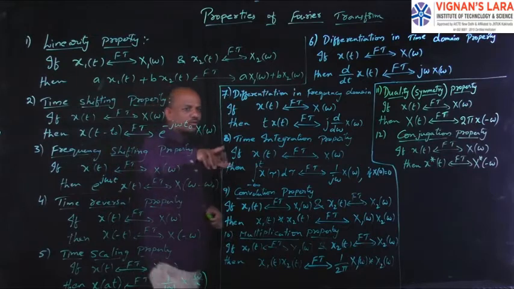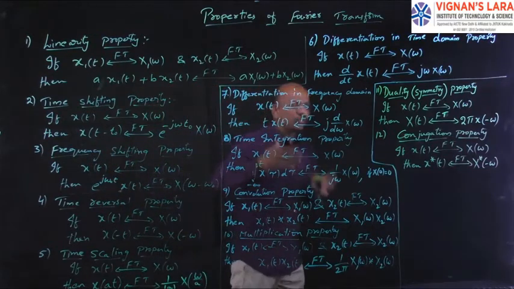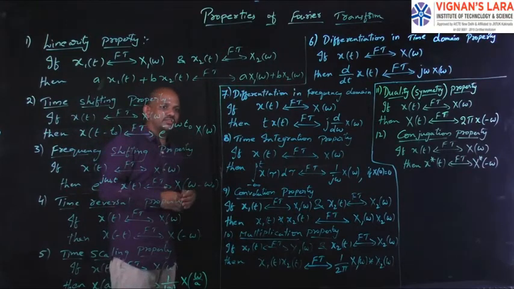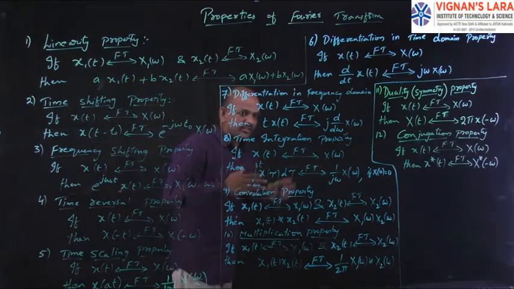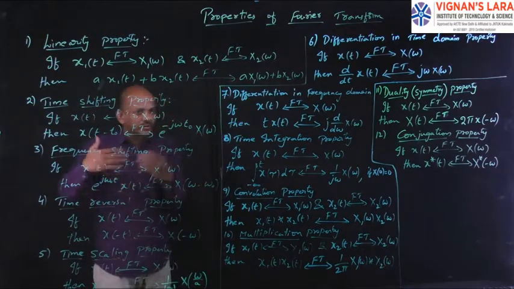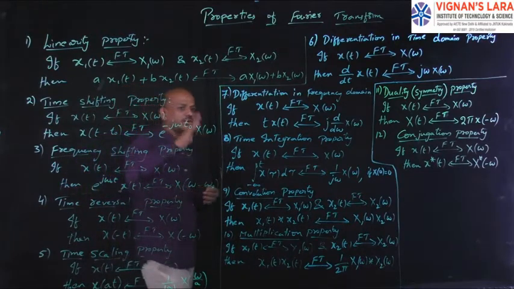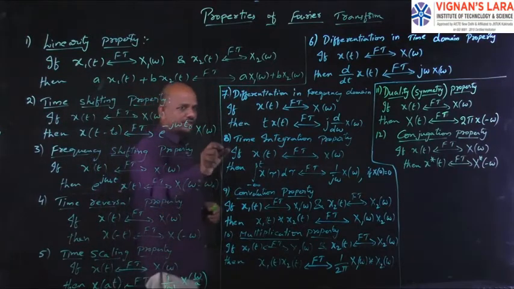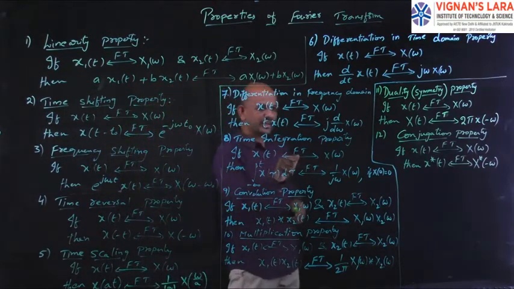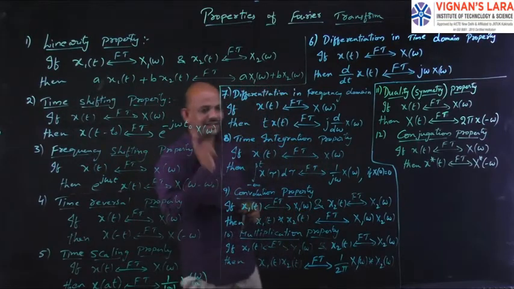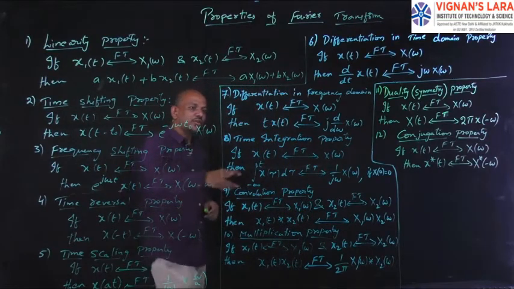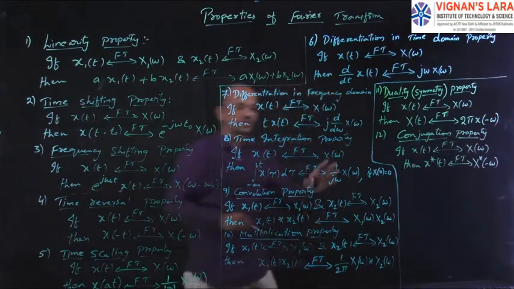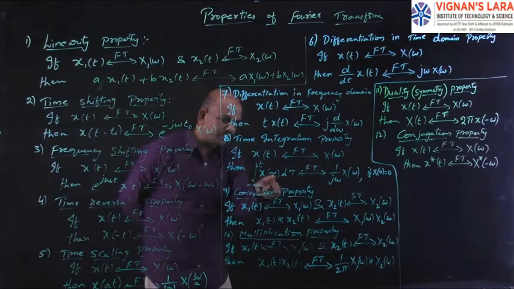Now I am going for the outlines of all these properties. In these properties I will explain the proofs for some properties, and you have to do the remaining properties as your work. So in time integration property, if x of t is having a Fourier transform x of omega, then integral minus infinity to t of x of tau d tau will have a Fourier transform 1 by j omega x of omega if x of 0 equal to 0. Simple. This is x of tau d tau.